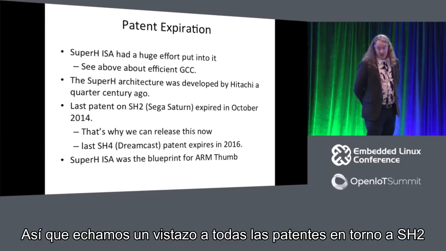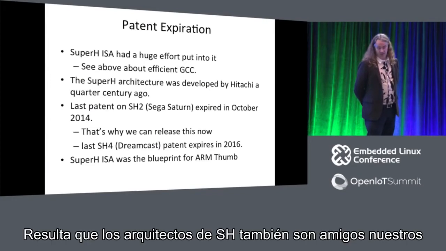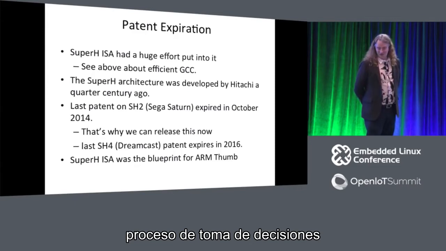And so we looked at all the patents around the SH2. We looked at what it was used for, and it turns out that the architects of SH are friends of ours too, which actually didn't factor into the decision-making process. Fringe benefit of living in Japan. Yeah, sort of that's sort of the case.